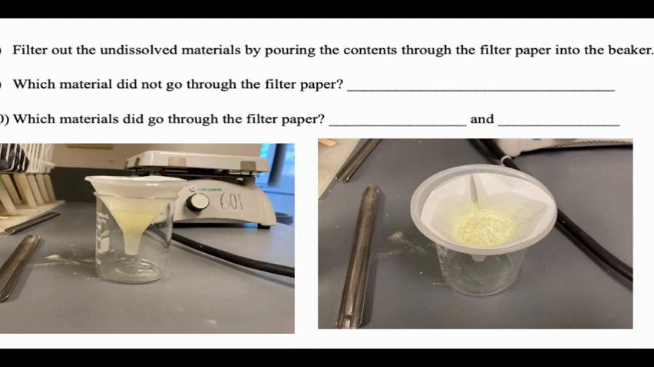Next, we're going to filter out the undissolved materials by pouring the contents through the filter paper into the beaker. So I've taken some photos of various steps of this filtration process. You can see in the photo on the left, right after I poured the solution into the filter paper, you start to see some clear liquid dripping through on the bottom. On the right, I've zoomed in to what is sticking to the filter paper, what is not traveling through the filter paper. So question number 9 is going to ask us which material did not go through the filter paper and which 2 materials did go through the filter paper.